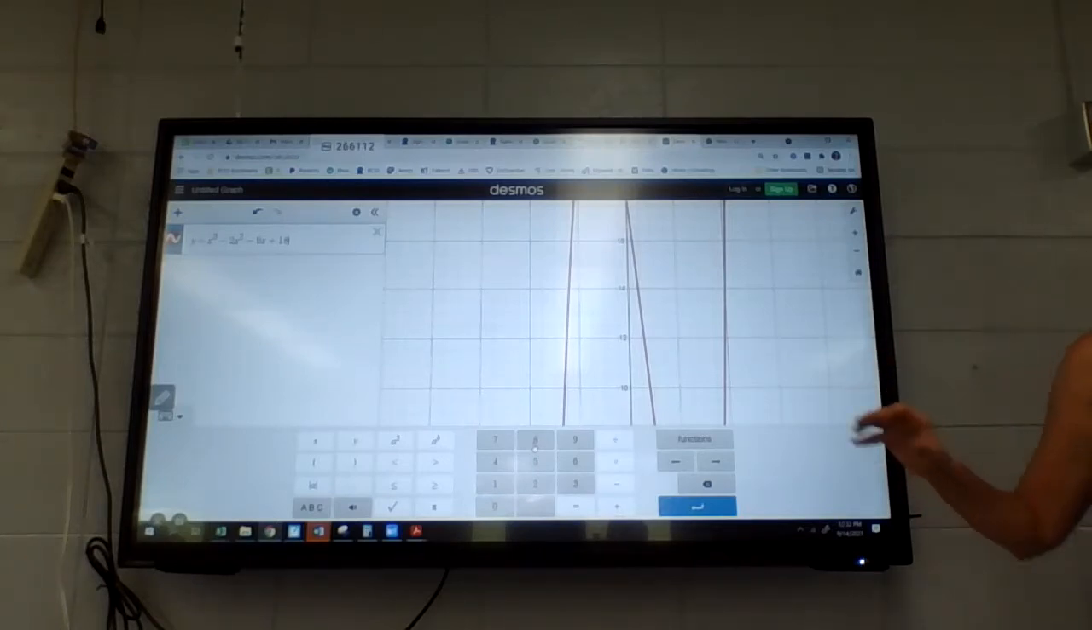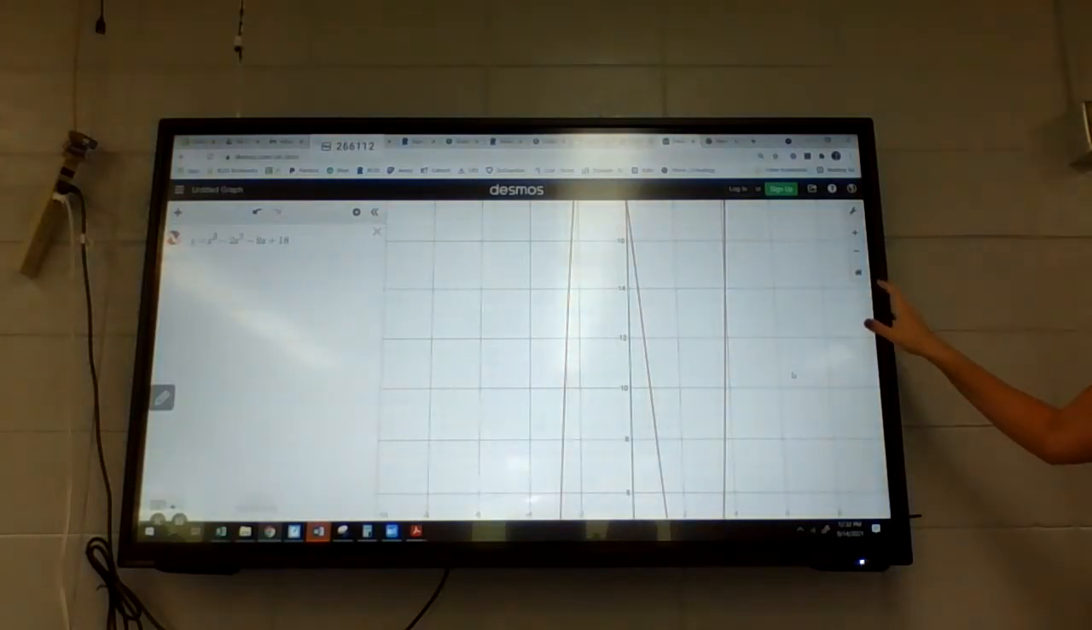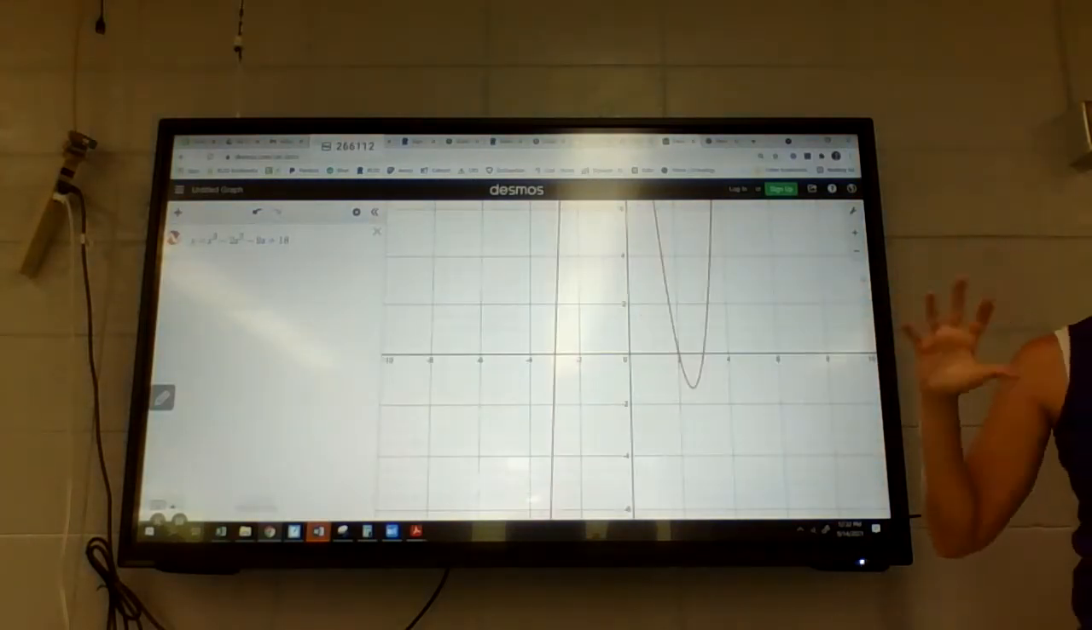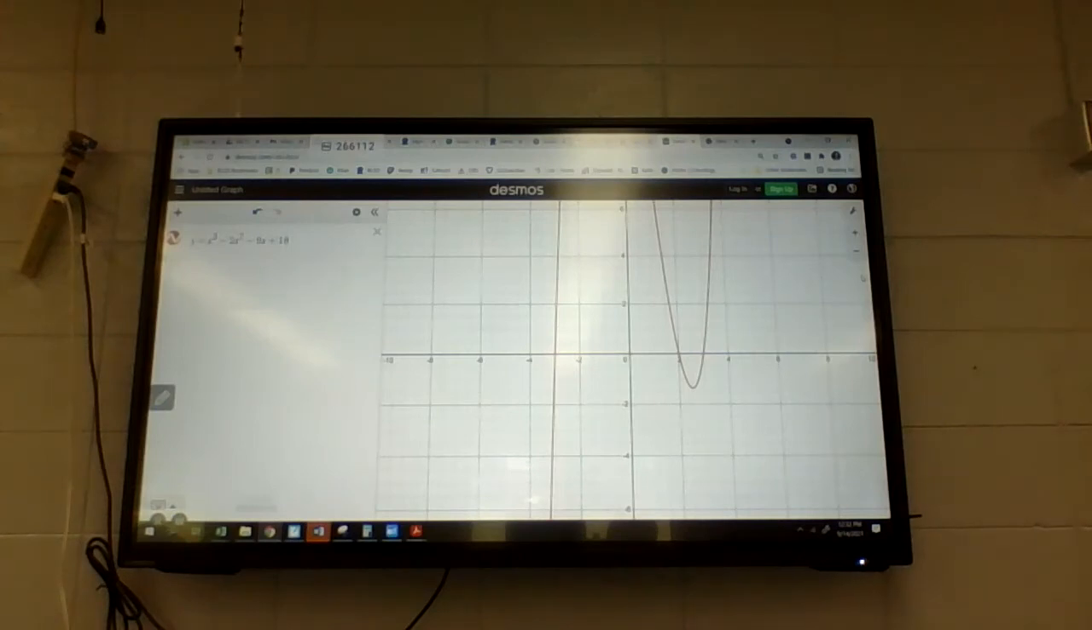So if you can't see the whole thing, I want you guys to get better at playing around with the window, like zooming in and out. There's a zoom button on your screen, and you can zoom in or out. You can use that as an option.